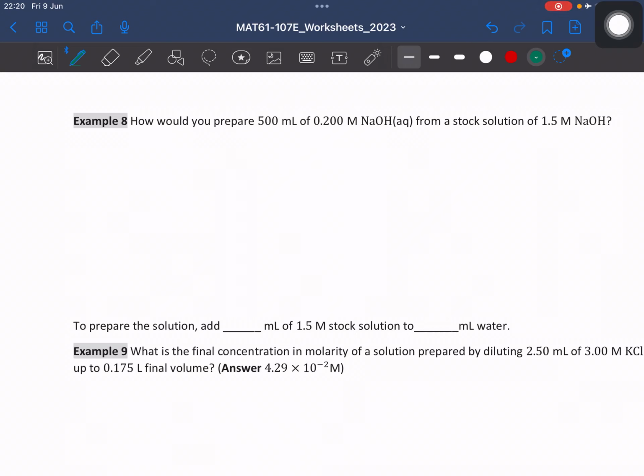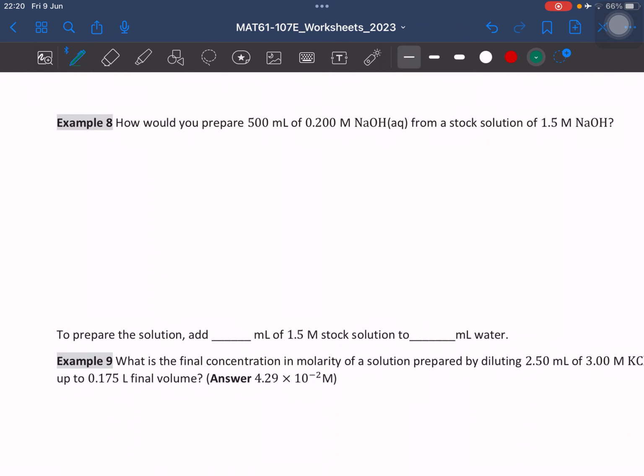Okay, now we go to example 8. In this example you have to concentrate on it because it's a bit complicated at first, but if you are good in chemistry I think there is no problem.